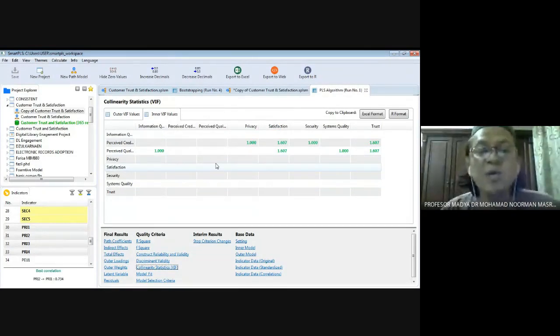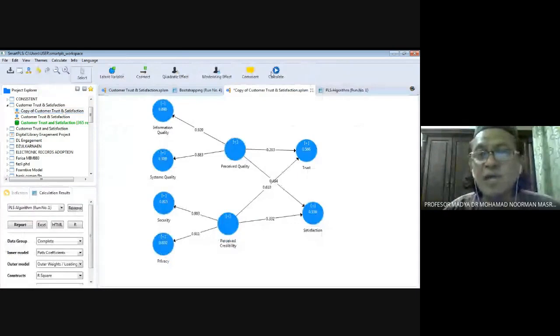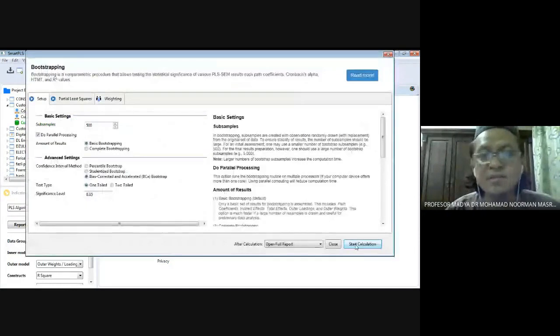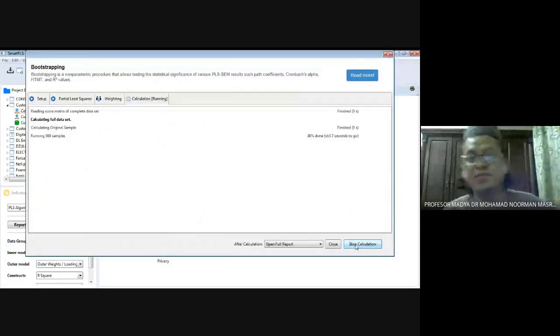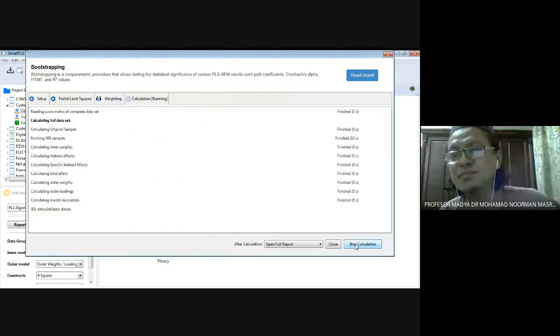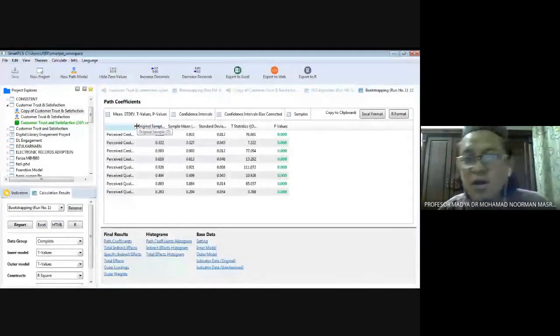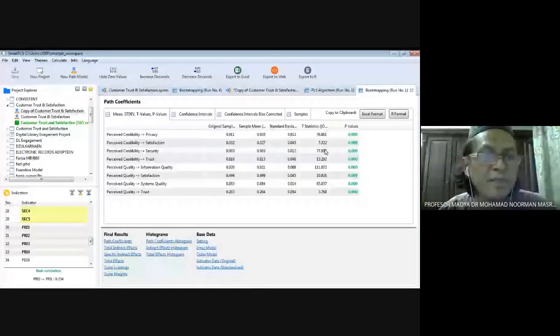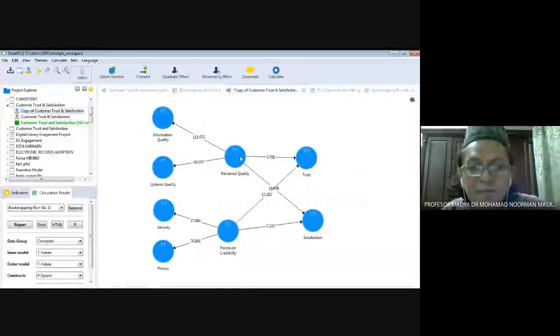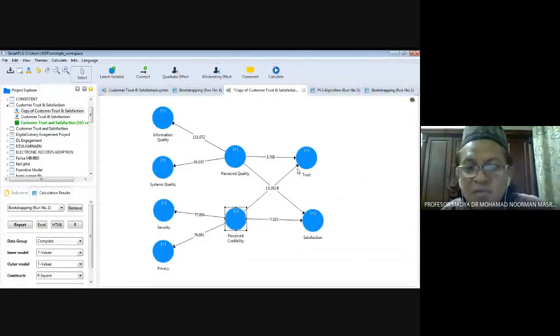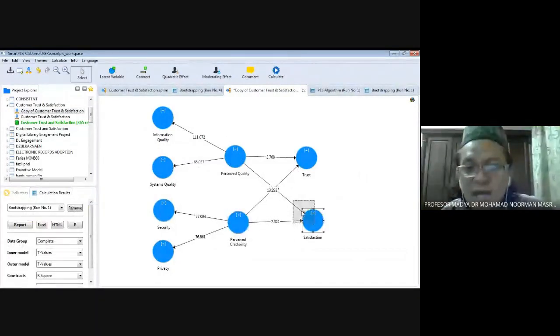Now we are going to run the structural model. Click on calculate, bootstrapping, click start calculation. All right, so look at the T value. All the T values here, look at the diagram. See, all T values are above 1.645. So basically, all the hypotheses are supported.